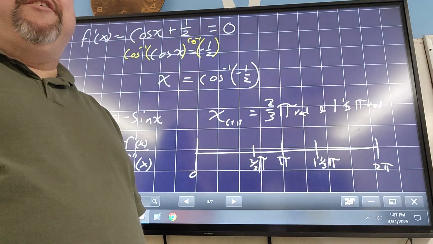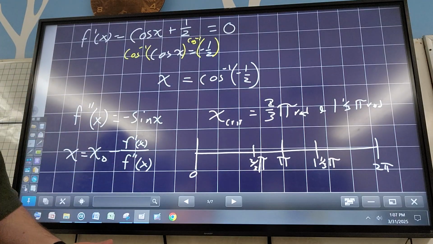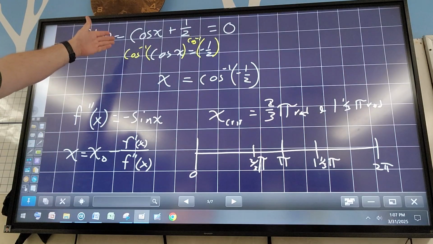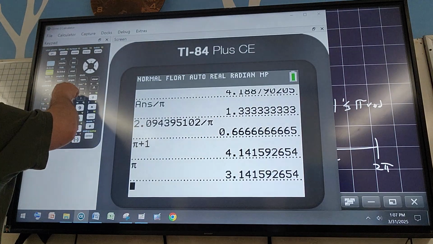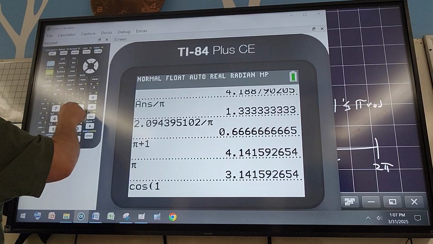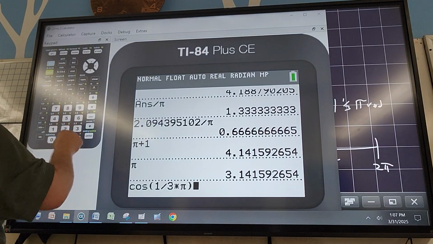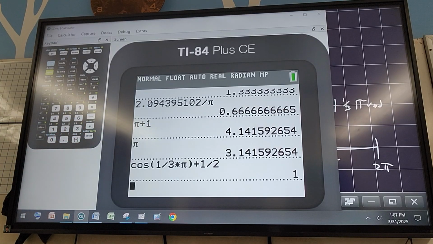Just pick any number between 0 and 2/3 pi. 1/3 pi? Yeah, it doesn't really matter, because you can use a calculator to do this. Remember, the derivative is cosine of x plus 1/2. So we're just doing cosine of, what did you say, 1/3 pi? One plus a half. Yep, cosine of 1/3 pi is a half.